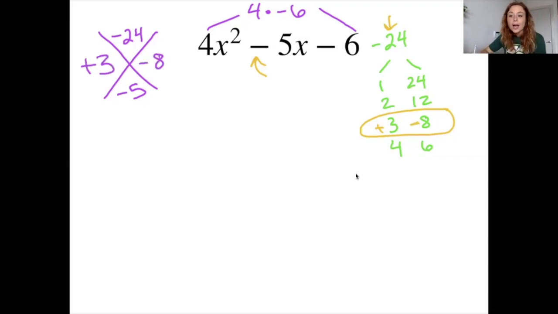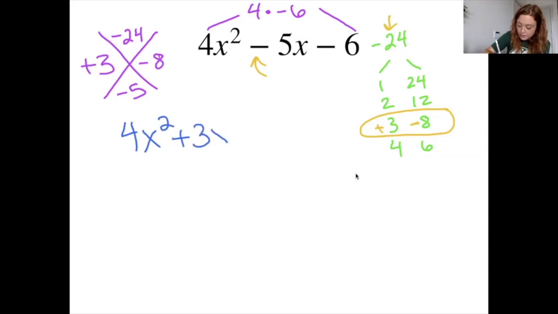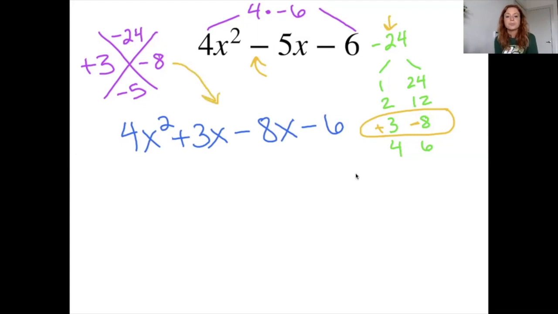And now I'm going to rewrite my original problem. So I have 4 terms and can now use the grouping method. Okay, so 4x squared plus 3x minus 8x minus 6. Okay, so I'm bringing these down and breaking them apart. Okay, so now I'm going to group those: first two, last two.